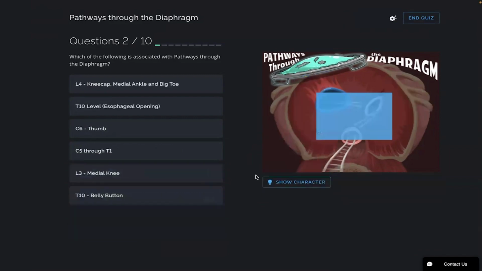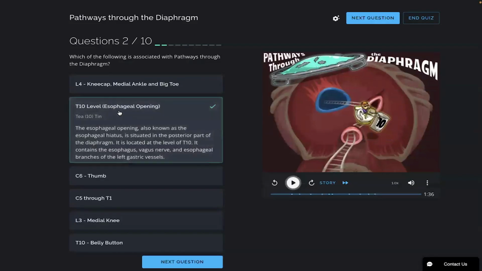Next question. Which of the following is associated with pathways through the diaphragm? And then if you remember this Picmonic here, the T10 tin. I'm going to go with the T10 level esophageal opening. There you go. If you want to pause to read that info there, you can.